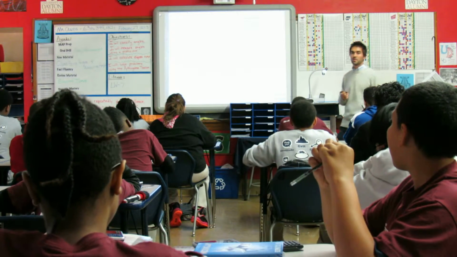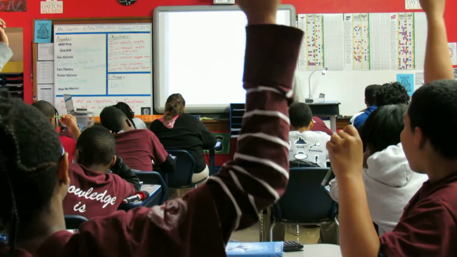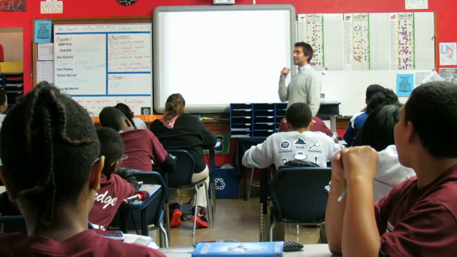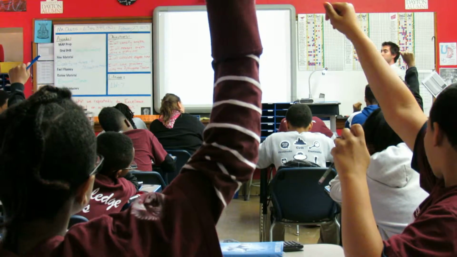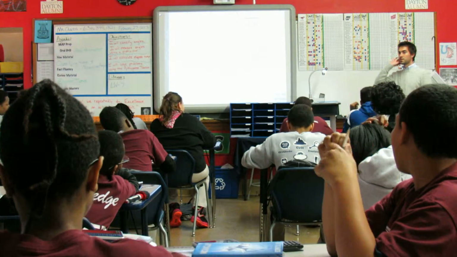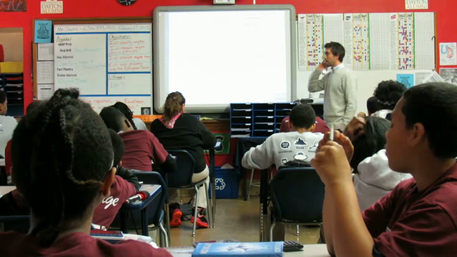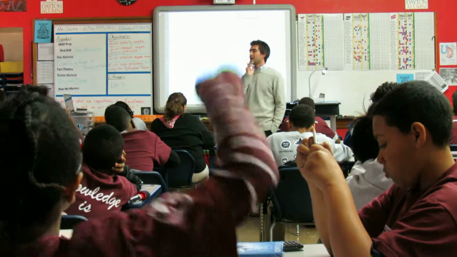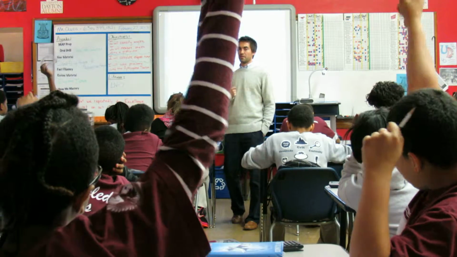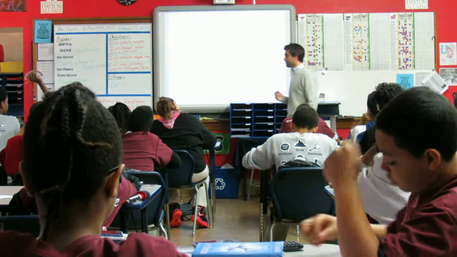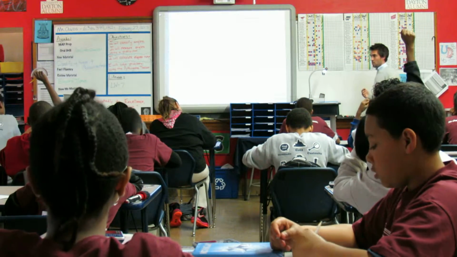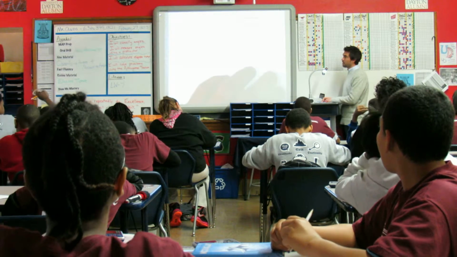Obtuse. Give me an example of an acute angle. Nori. Less than 90. Deja. A 30 degree angle. Give me an example of an obtuse angle. Cliff. 180 degree angle. Good. A straight angle.